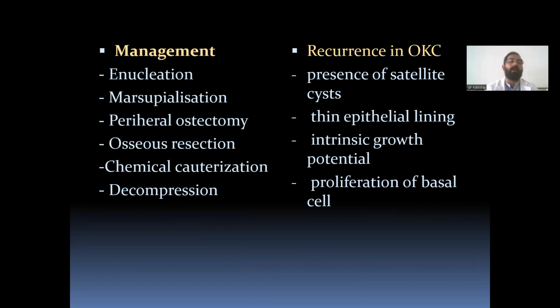Enucleation is the first line of treatment, then marsupialization. Peripheral osteotomy is another management option, along with osseous resection, chemical cauterization, and decompression. The recurrence of OKC is due to the presence of satellite cysts, a thin epithelial lining, intestinal growth, and potential proliferation of the basal cells. Thank you.